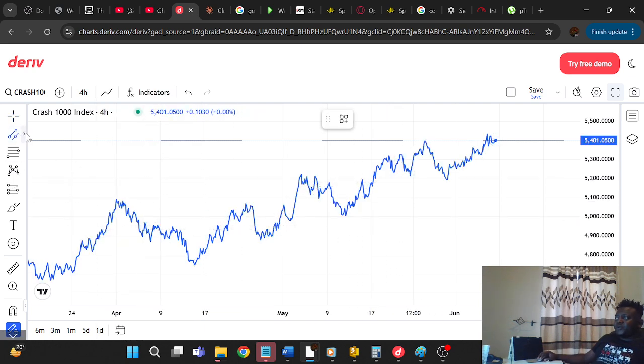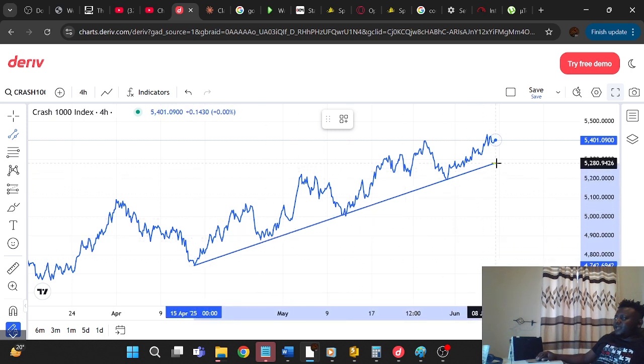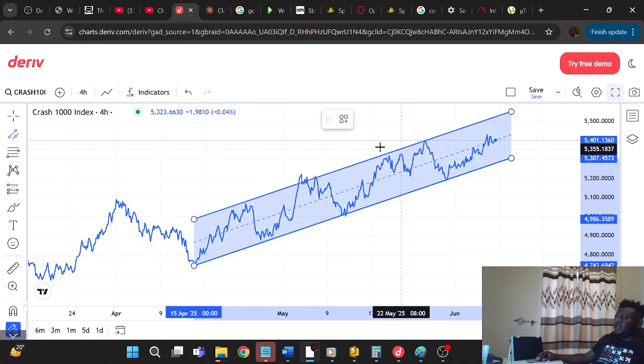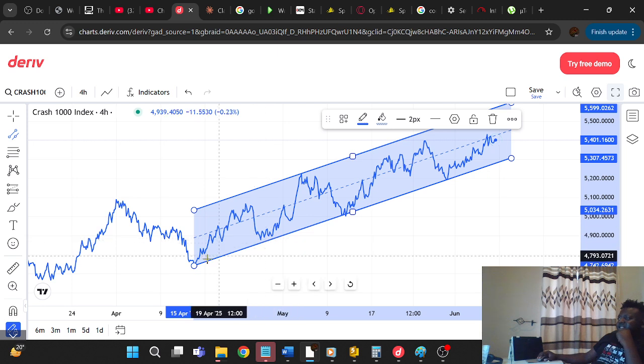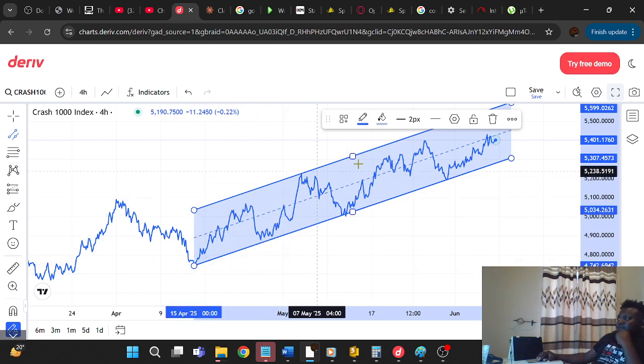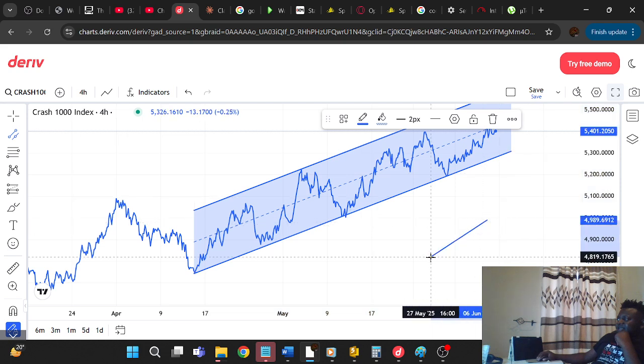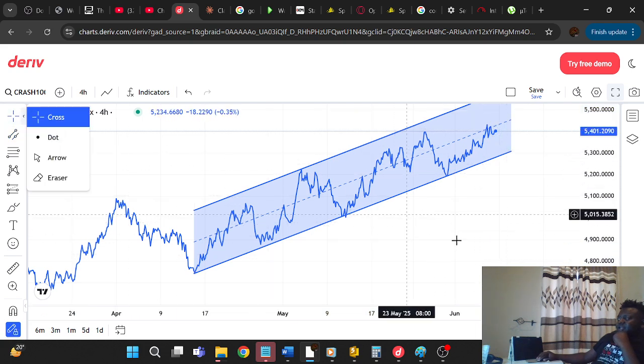Then we go here, we select a parallel channel, we touch our lowest low, and then we touch our second low, then our third low. We can see that this is our first low, this is our second low, this is our third low. Then we place it at this point. As you can see, this was our first low, our second low, our first high, and the market is still going up. It hasn't created another strong high, but you can work with what's there.